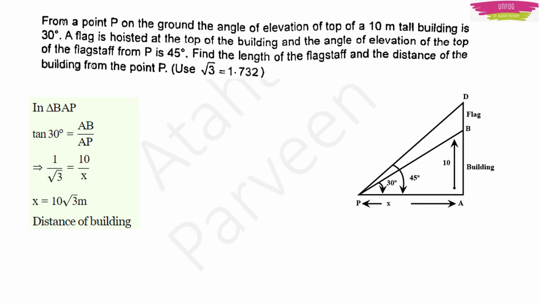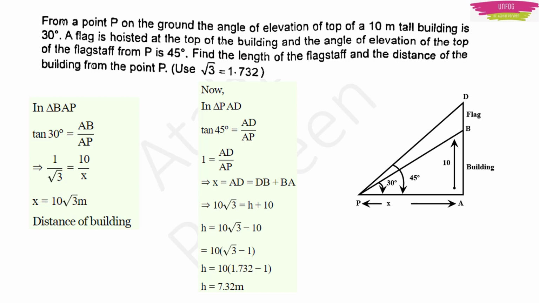Okay. Now keeping this in mind, you can easily calculate the distance DB, but first for that you have to calculate AD. So for that you take the bigger triangle PAD. Here you take tan 45. This will be equal to AD upon AP. We have AP already, right? We need to find AD. Now we also know x. This x will be equal to AD because tan 45 is 1. Tan 45 is 1 means AD will be equal to AP. This AP is nothing but x.